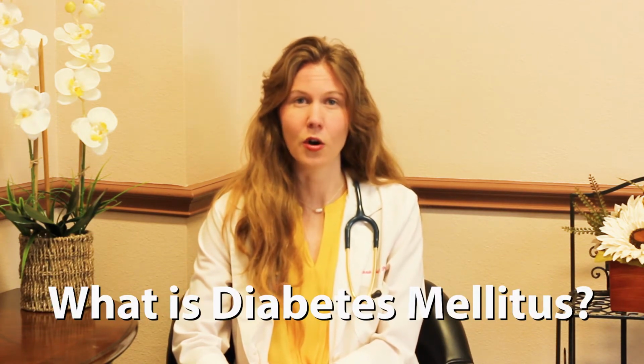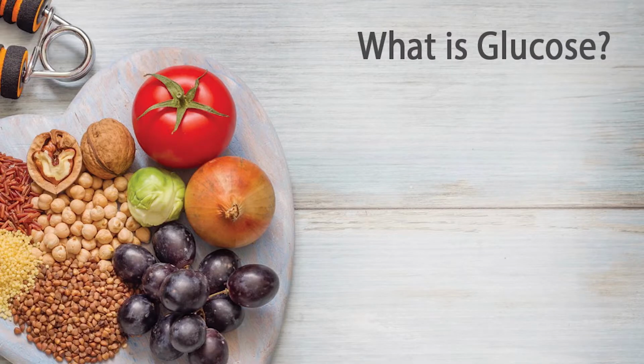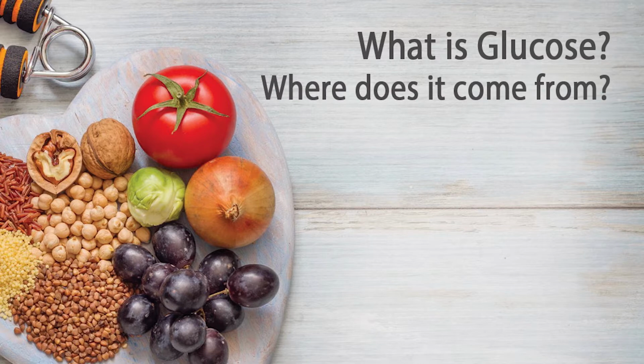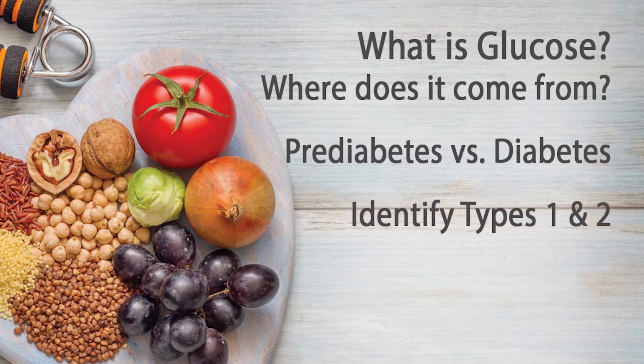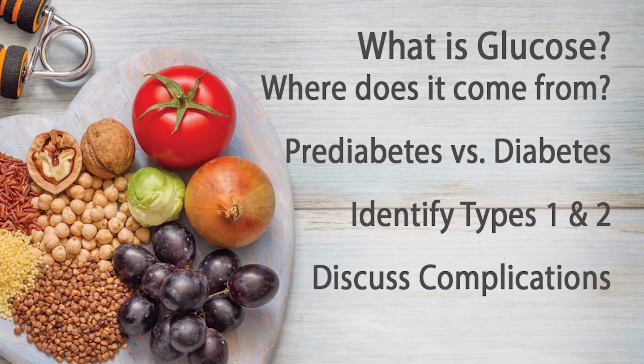My name is Tamra Srianant, and I'm a physician assistant working at North Texas Diabetes Endocrinology in Flower Mound, Texas with Dr. Wasim Haque. Today we're going to be discussing what is diabetes mellitus. We're going to hopefully, at the end of this discussion, be able to describe what is glucose, where does it come from, and define what is prediabetes versus diabetes, and the difference between type 1 and type 2 diabetes, and finally, the complications of diabetes.